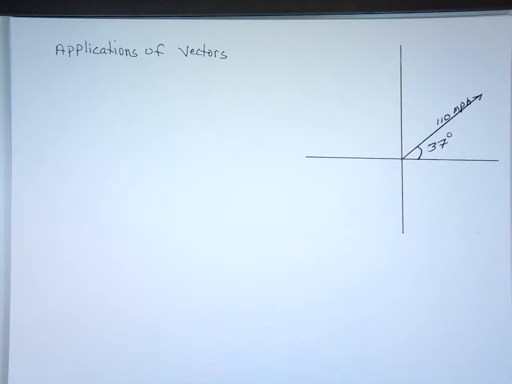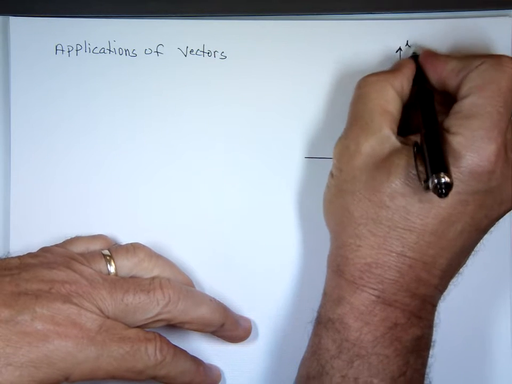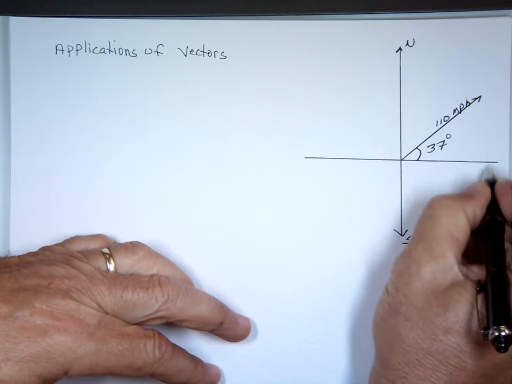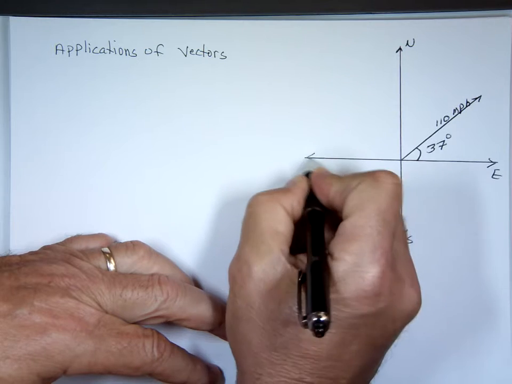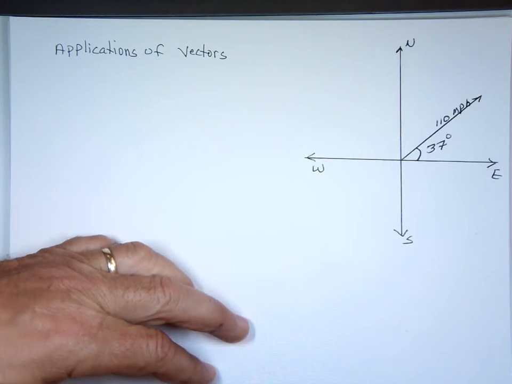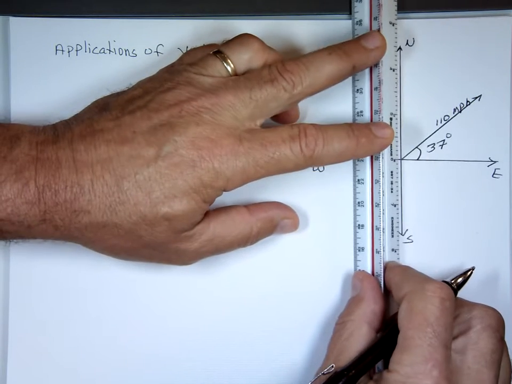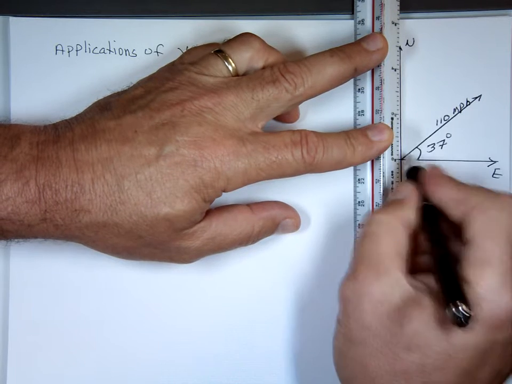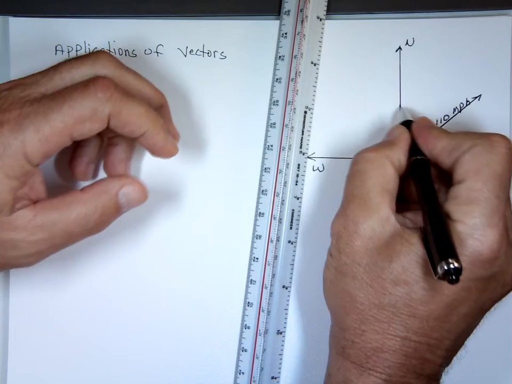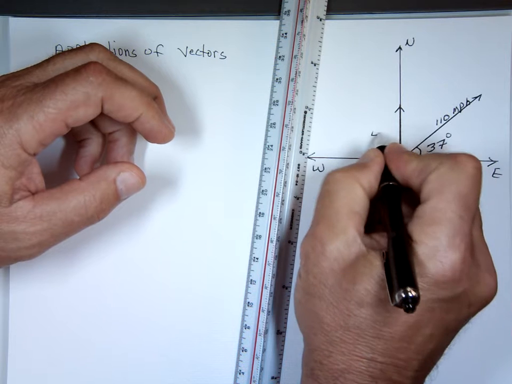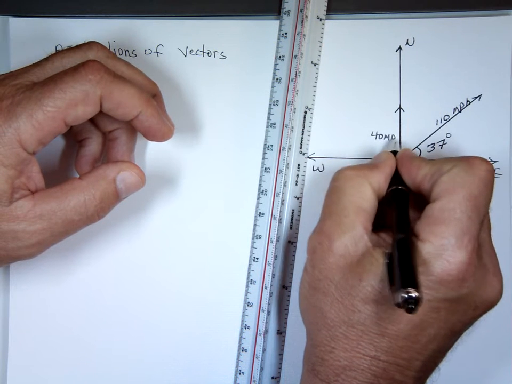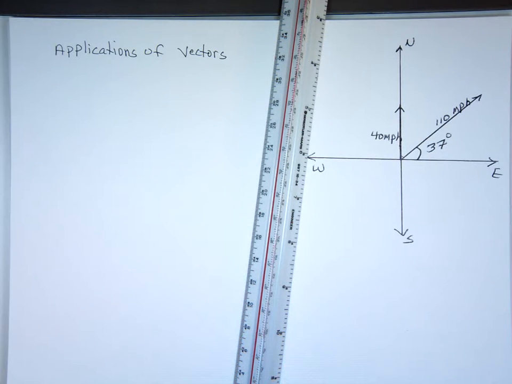Now we've got wind blowing. This is the north, south, east, and west. Let's say we get the wind blowing in this direction, blowing north. And it's a good speed wind. It's gusting at 40 miles per hour. What's going to happen to that airplane?